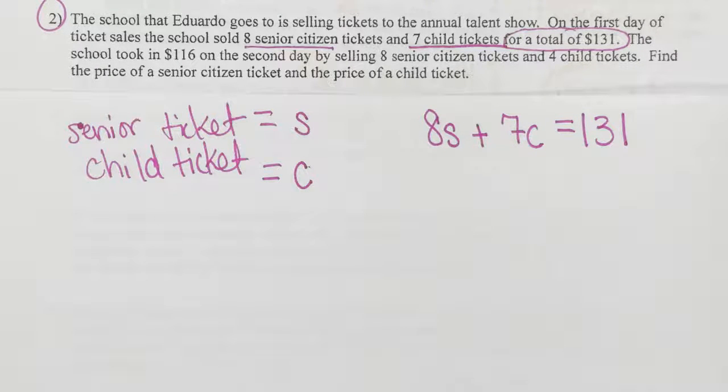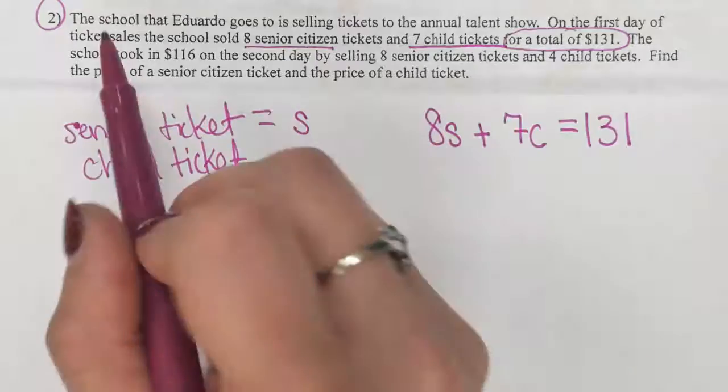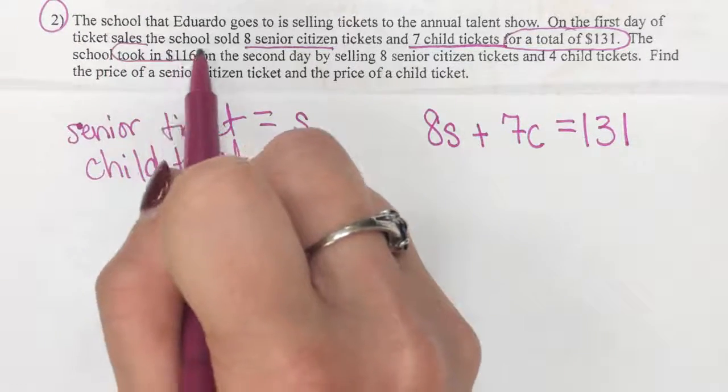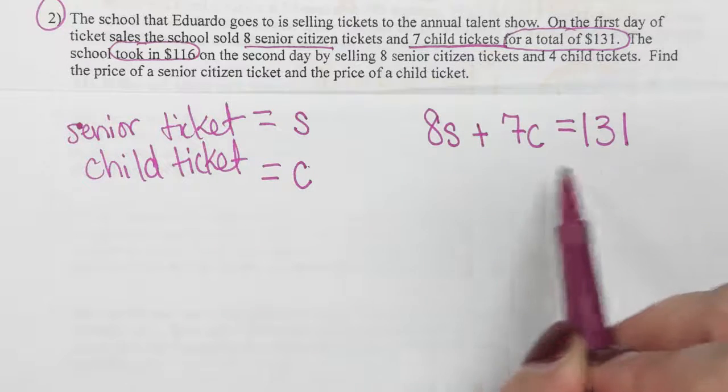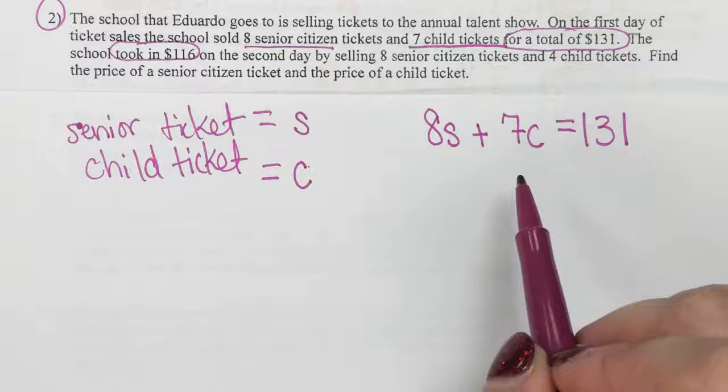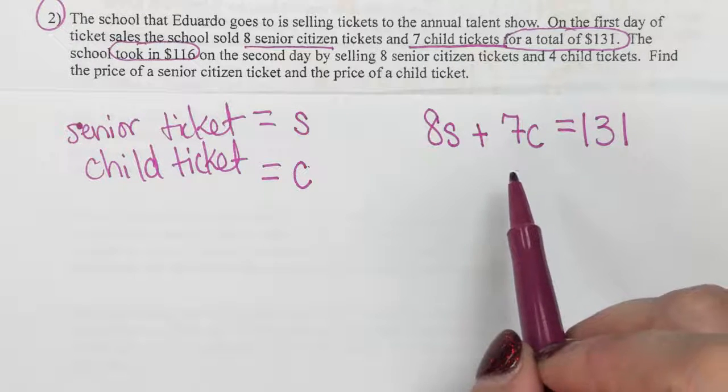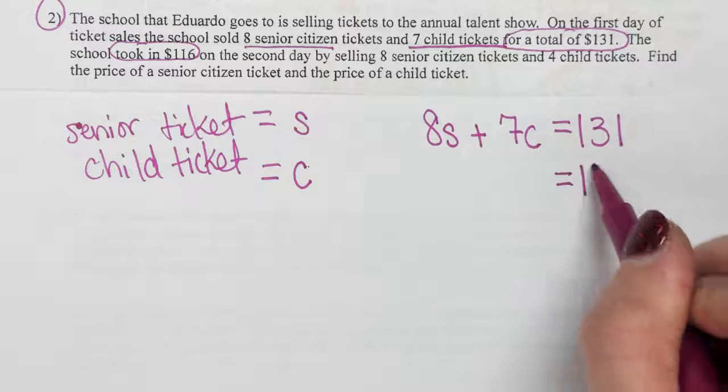And then we got to do one more. We got another sentence. So what does this mean right here when they took in $116? Where is that going to go in my equation? Took in. If they took in, that's your equal. Very good. Very good.